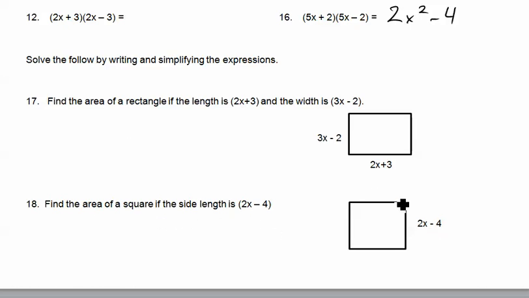you'd multiply side times side. I'm sorry, it doesn't look exactly like a square, but it says it's a square, so you listen to that. So it would be 2x minus 4 squared. 2x minus 4 squared. So you could learn and use this rule up here at the top.